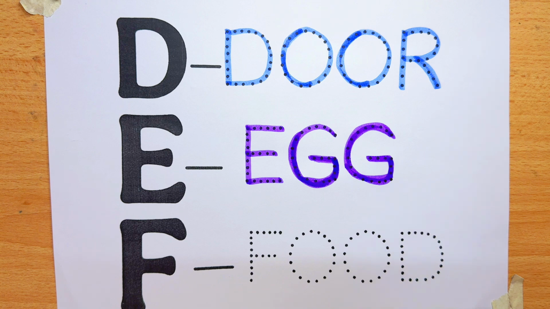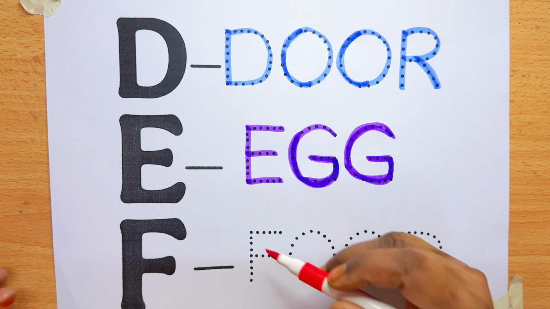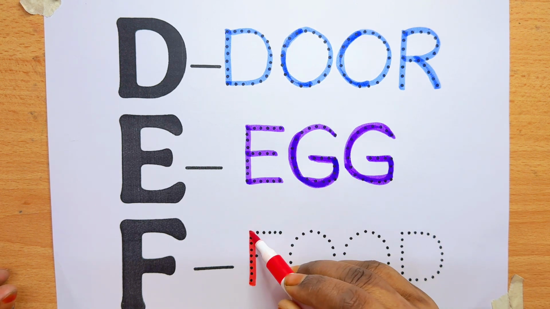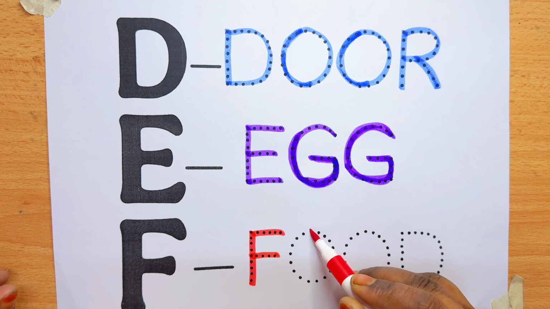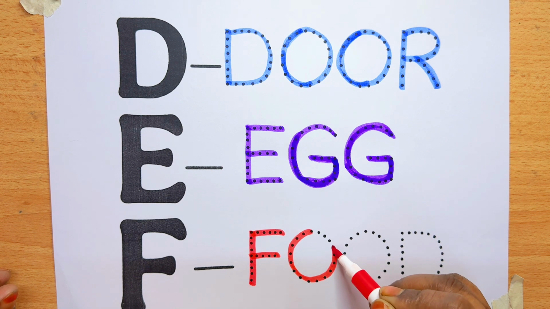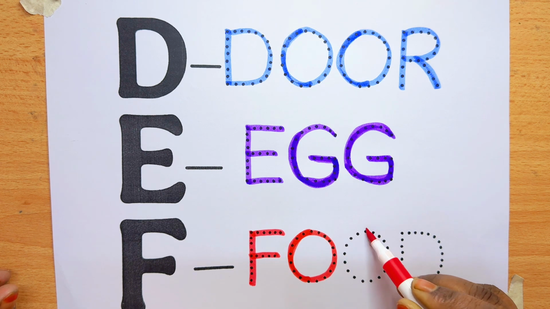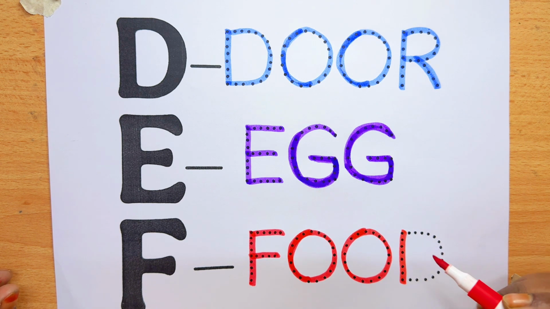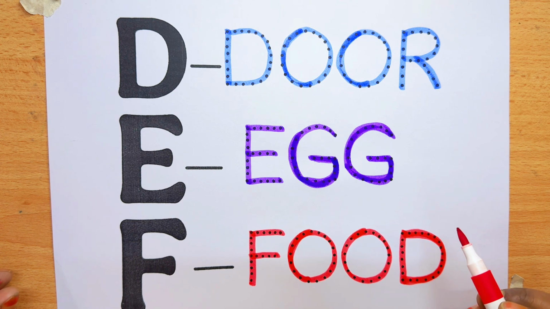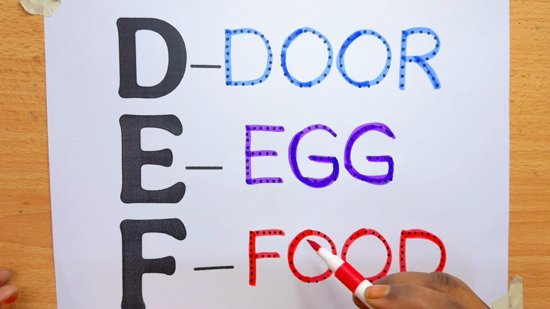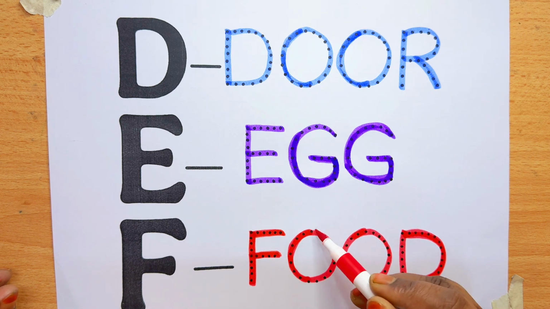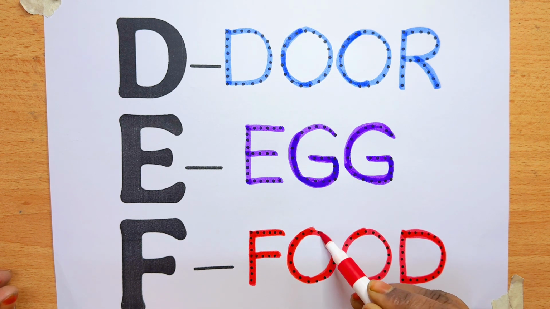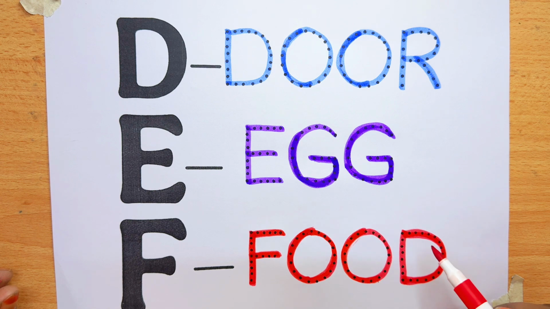F for food. F-double O-D, food. F for food.